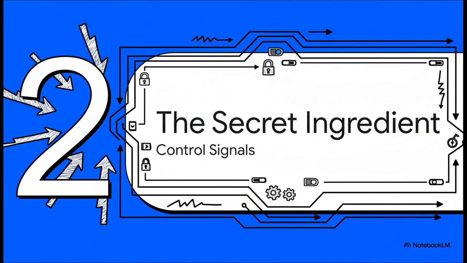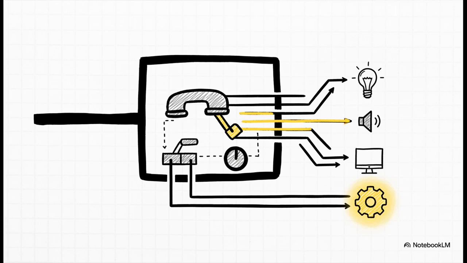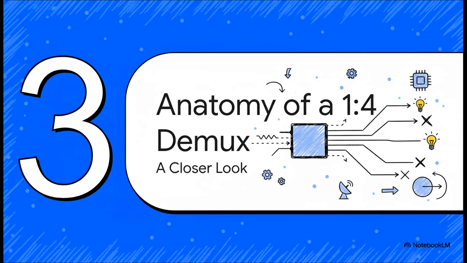But how does the Demux know where to send the data? I mean, it's not just random, right? Of course not. There's a secret ingredient at play here, and it's called control signals. These control signals are the brains of the operation. They create a kind of unique address, telling a set of internal switches exactly how to flip to guide the data to the right path. You can think of them like a lightning-fast switchboard operator, connecting every piece of data to the correct extension every single time.